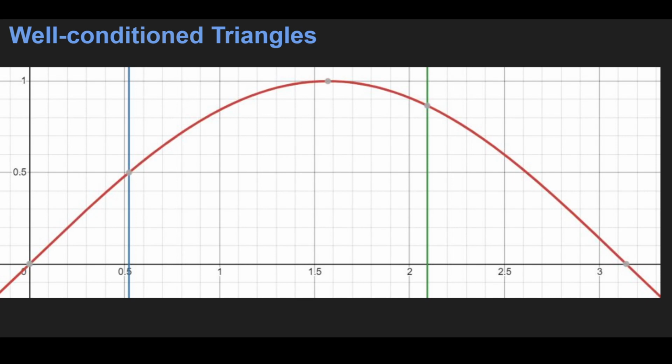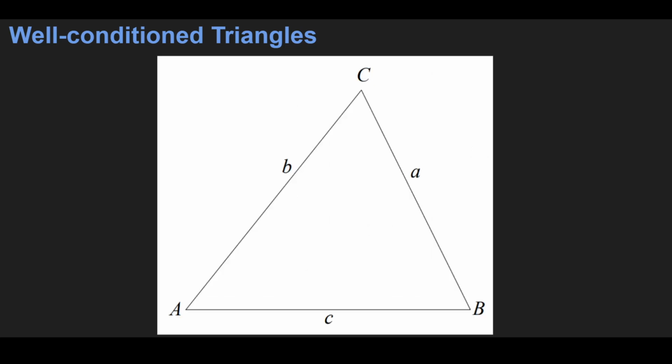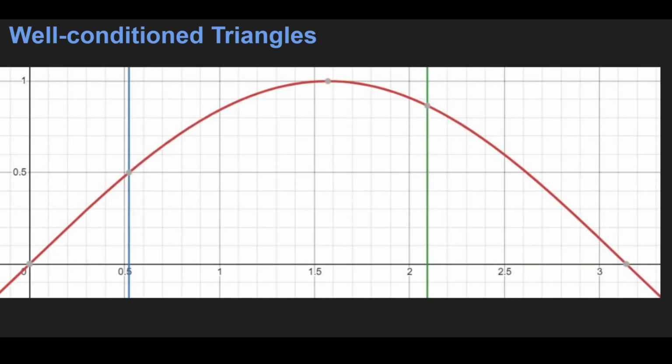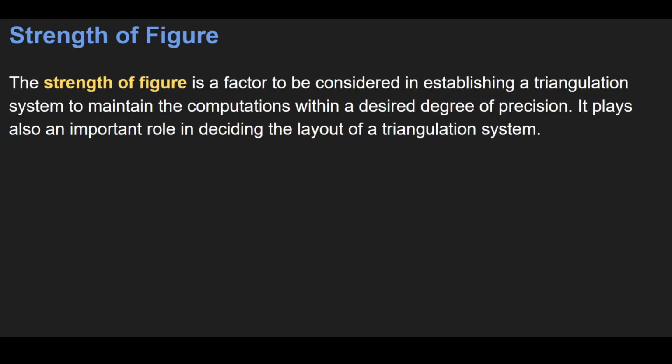But there are also unavoidable cases where this rule is not followed, so there are also ways to compensate for that. You introduce more checks, and that's it for how you determine well-conditioned triangles.